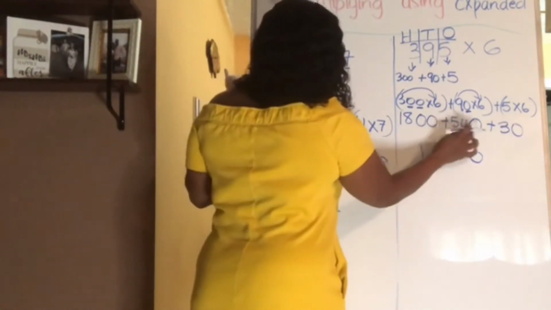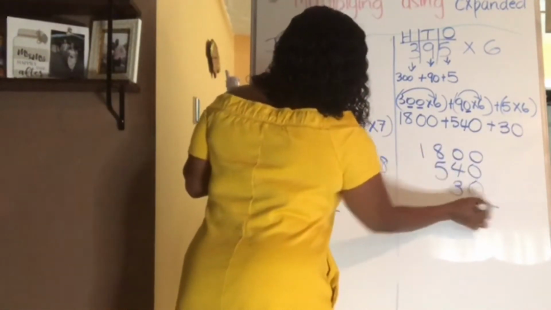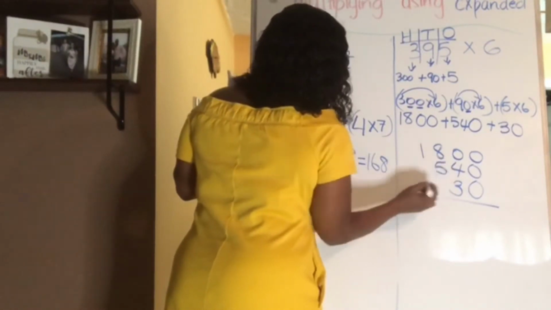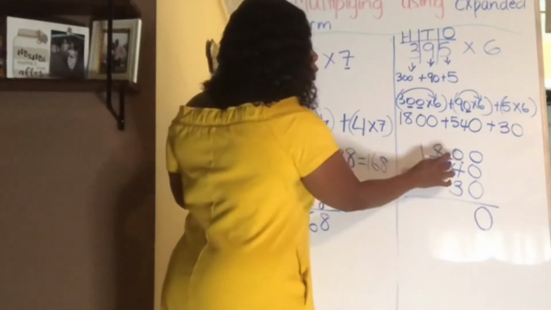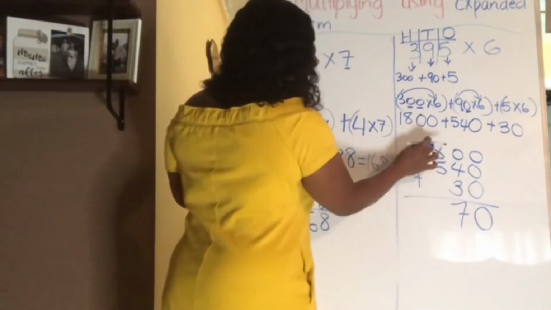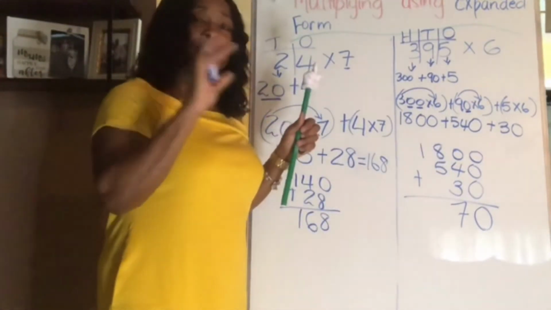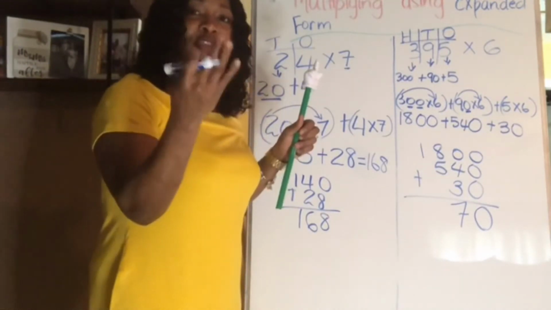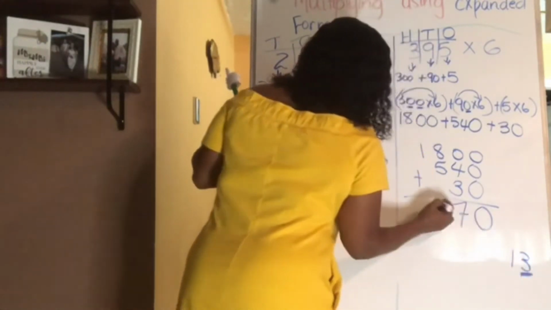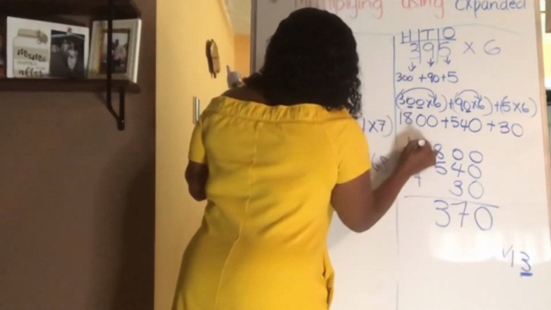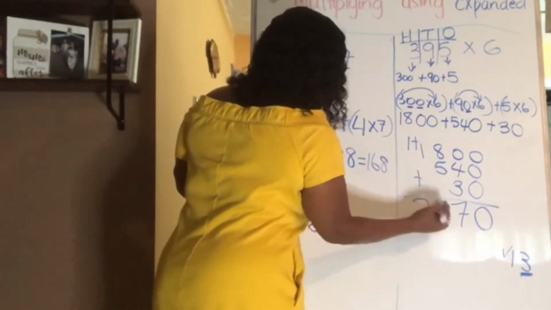1,800, 540, and 30. Zero plus zeros, still 0. 4 plus 3, 7. 8 plus 5, if I don't know, I count from 8. Then count 5 more. So 8, 9, 10, 11, 12, 13. Remember, when I get 13, I'm writing the 3 down and I'm carrying the 1 to be added over the next column. 1 plus 1 is 2.